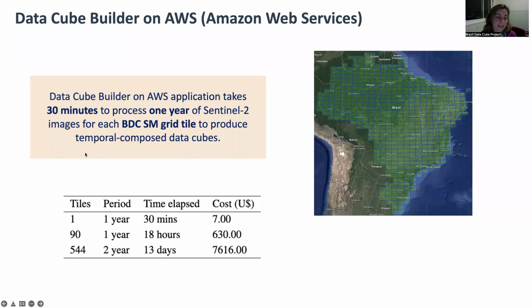To finalize, in this table, you can see the time and the cost of producing Earth observation data cubes using this application. This application takes, for example, 30 minutes to process 1 year of Sentinel-2 images for each tile of the Brazil Data Cube small grid. You can see here this grid, to produce temporal composite data cubes for Brazil.